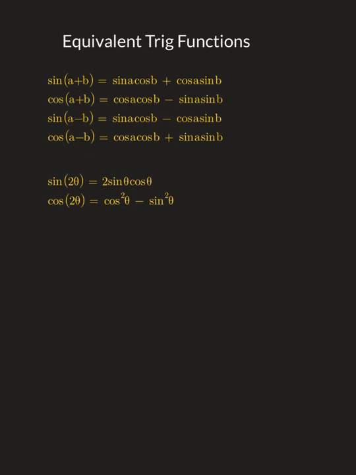Alright, in our last video we learned about some equivalent trig functions. Sine of a plus b, cos of a plus b, sine of a minus b, cos a minus b, sine of 2a, and cos of 2a. Here we have sine 2 theta, cos 2 theta. The variable really doesn't matter.